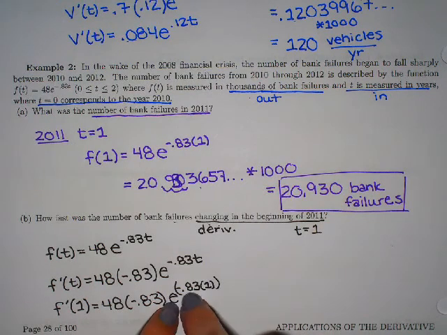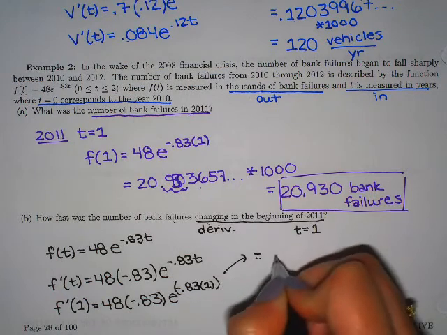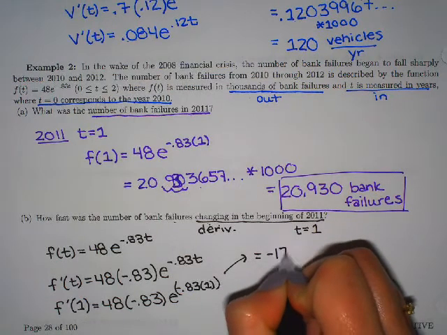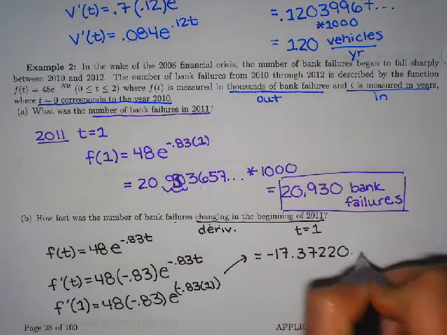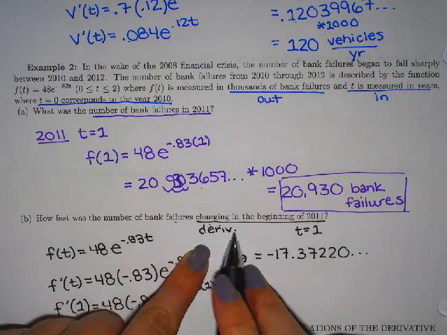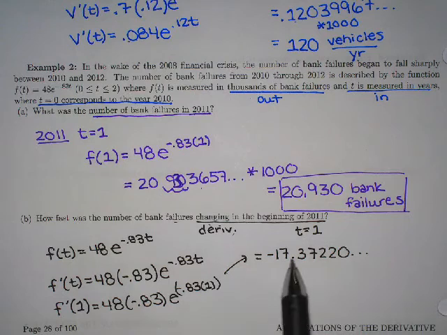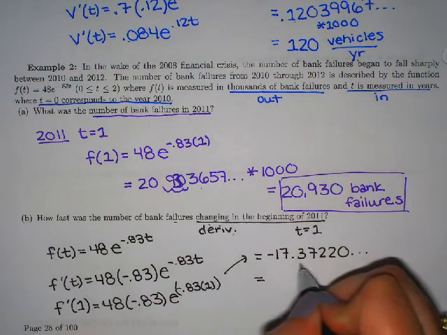So 48 times negative 0.83 times e to the negative 0.83 times 1 is just e to the negative 0.83 still. What you should get is negative 17.37220. It keeps going. Remember our units. It is a rate of change, so I have 2 units. So I'm not saying there's negative 17 banks that failed. You can't have negative 17 of a bank. It's like counting people and saying there's negative 17 people. So the reason why it's negative is because it's a rate of change.